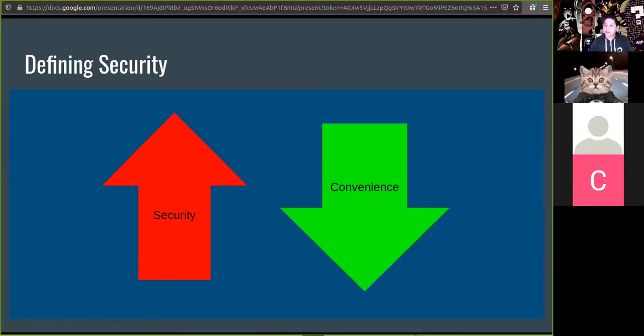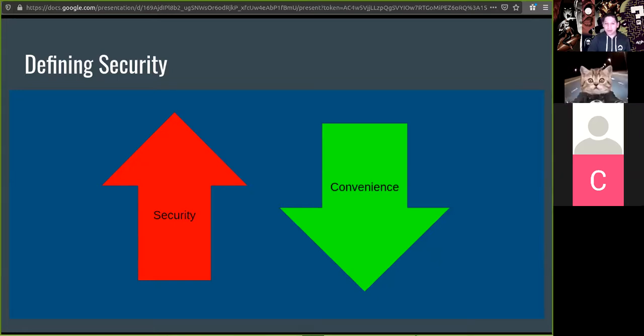Okay, next section, defining security. This picture I have used as the guiding principle for the entire course. You'll hear me talk about this over and over and over. The more secure something is, the less convenient it becomes. Therefore, the reverse is true. If something is more convenient, it is less secure.